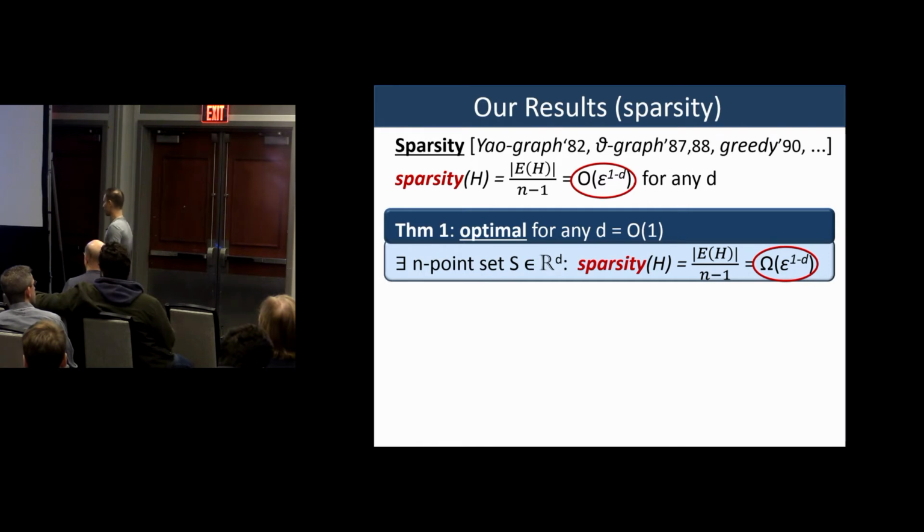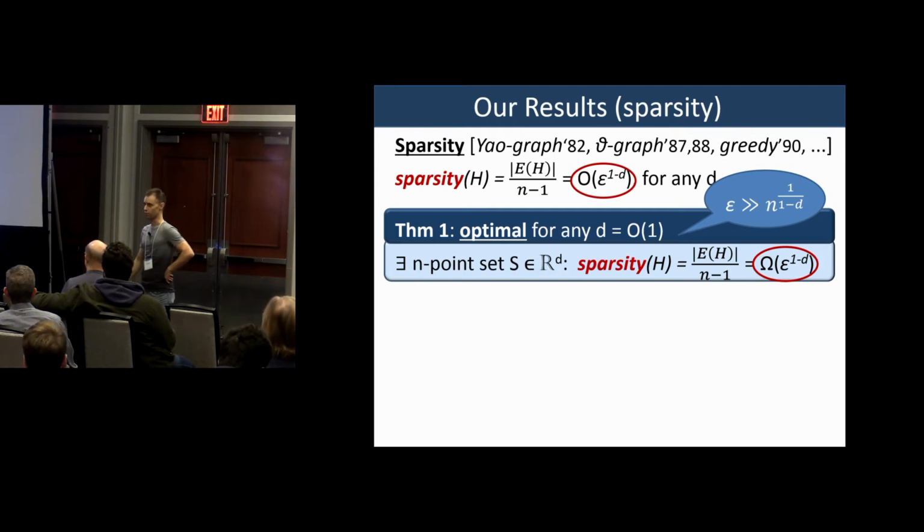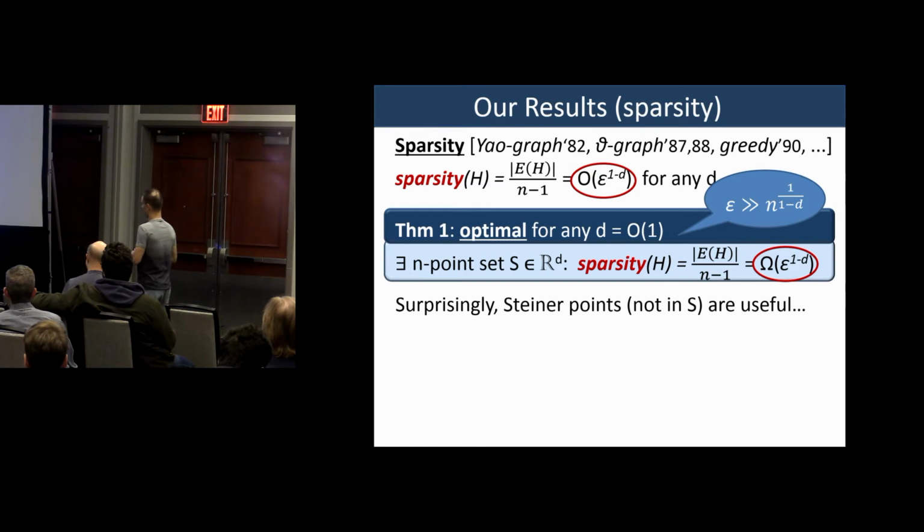You cannot do better than this classic bound. And surprisingly, there is a way to bypass this. I should mention that there should be quantifiers all over the place, and sometimes I omit them. If epsilon is very, very small, this will be huge. So we have to control epsilon, of course. And so it turns out that there is a way to bypass this hardness using Steiner points.